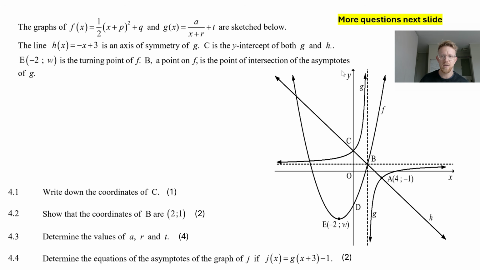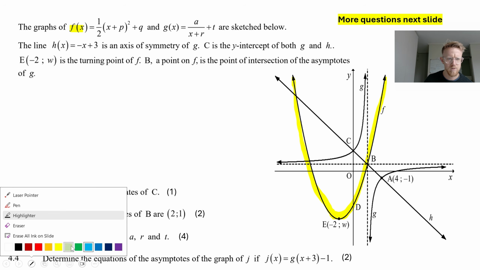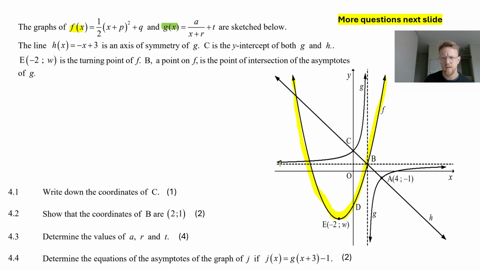Okay, so it says that the graphs of f and g are sketched below. Then there's a line h is an axis of symmetry. So let's just quickly make sense of everything so far. So they tell us that we have a graph f. Okay, so f is a parabola. So that's this one. Okay, there we go. And then we've got a graph of g, which is a hyperbola. Let's do it in a different color. Let's do it in this. So that's a hyperbola. And there.